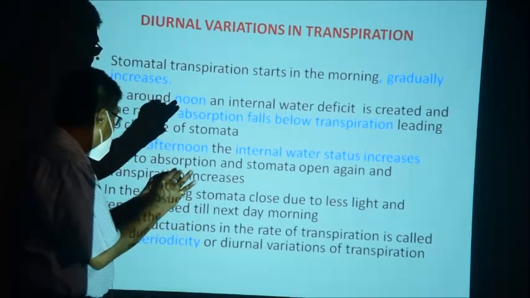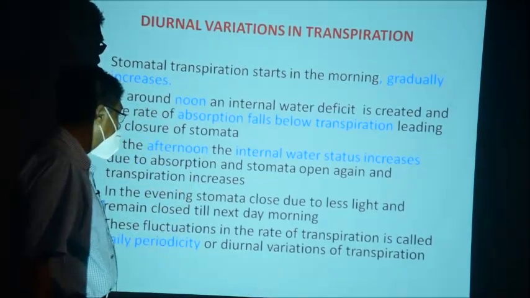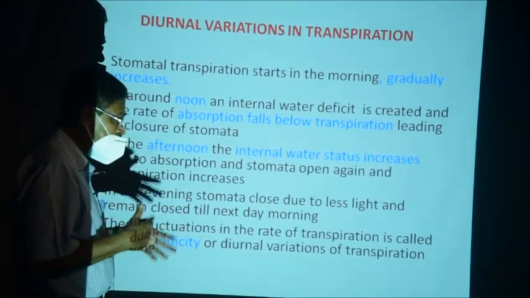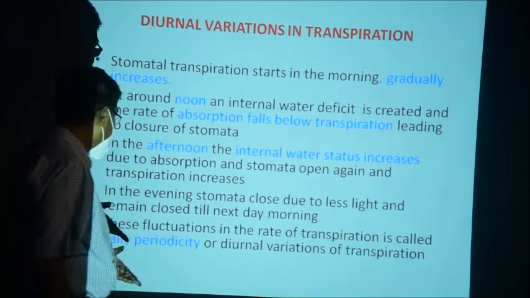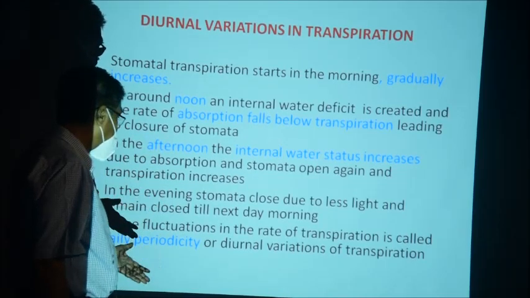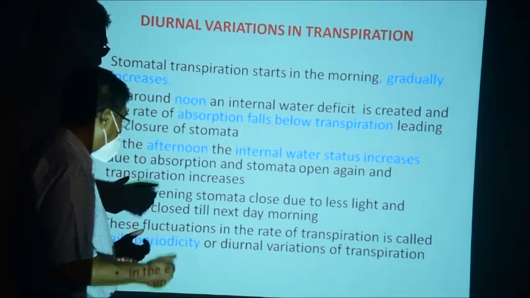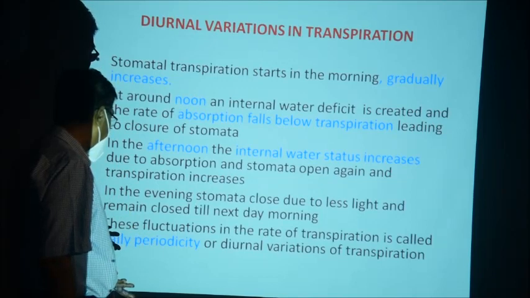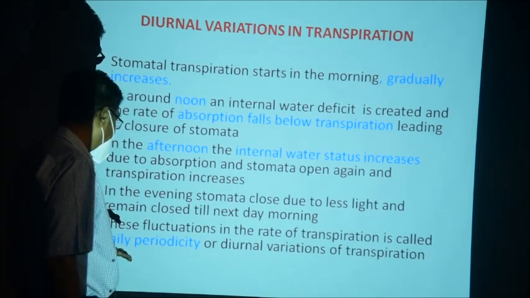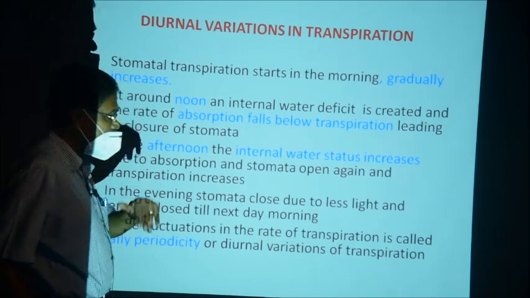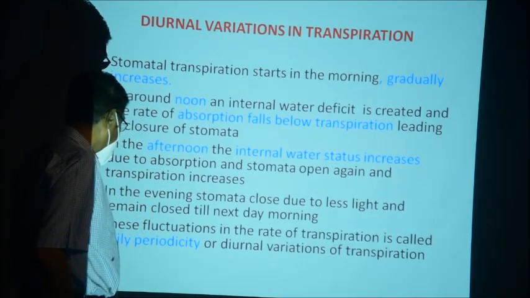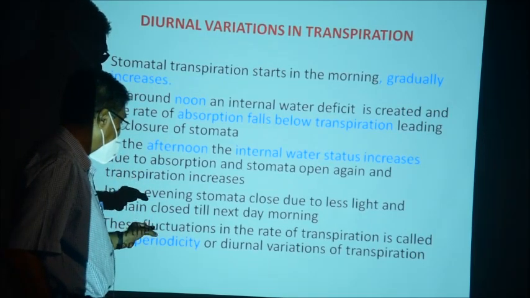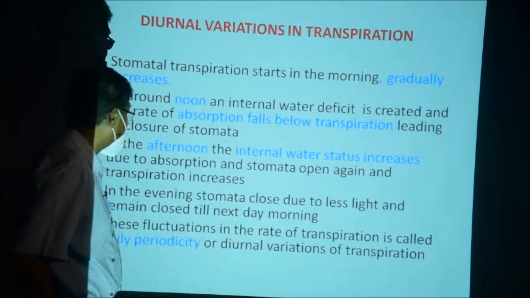Now, the stomata get closed, and in the afternoon the internal water gets recouped, that means it increases again. Due to absorption of more water, the stomata again open. Because of less light in the night, the stomata get closed. These fluctuations are called daily periodicity or diurnal variations of transpiration.